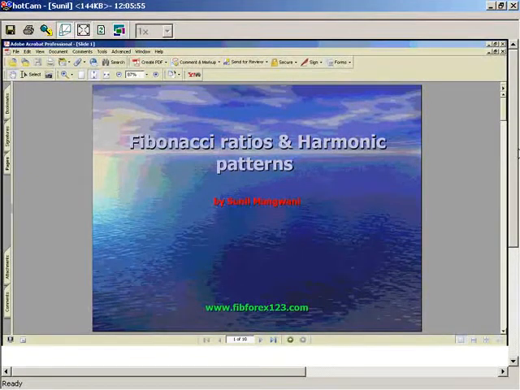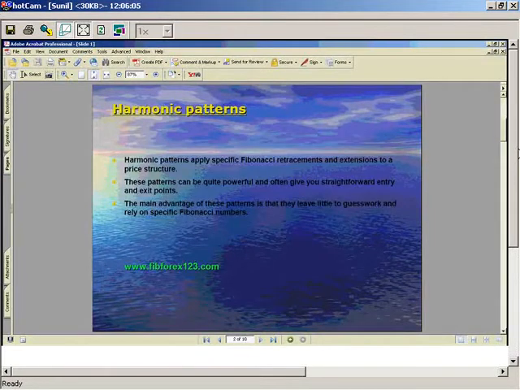We have found this effective. I have personally used it. Fibonacci's harmonic patterns, very, very effective. Very briefly, let's go over what harmonic patterns are so we can come down to the live trade situations and have a look. Harmonic patterns apply specific Fibonacci retracements and extensions to a price structure.